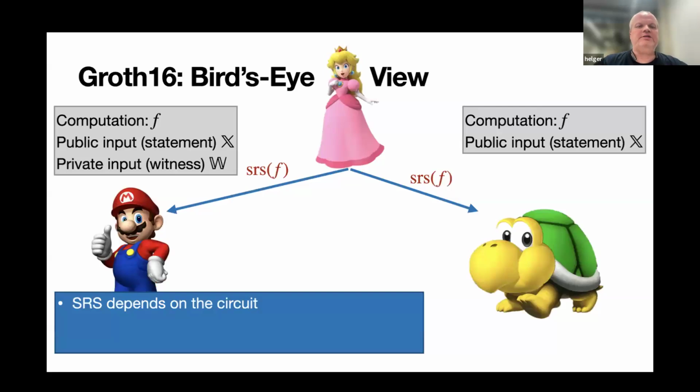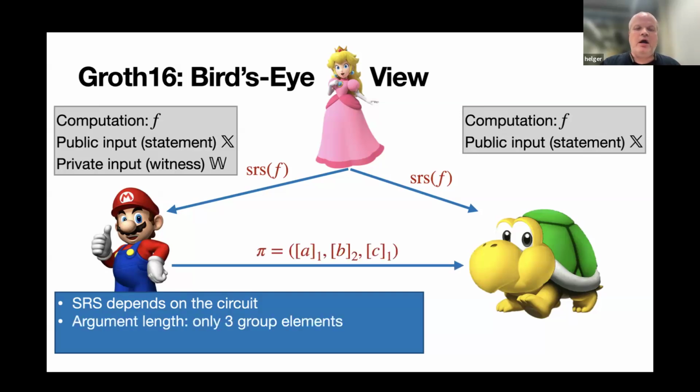So after that, let's just have a very bird's eye view of Groth16. I'm not going to describe any details, just the syntax of the protocol. So in this case, the SRS depends on the computation, so it's a non-universal SNARK. The argument consists of only 3 group elements, and notice that there are 2 elements from group 1 and 1 element π2 is from group 2. And the verifier is extremely efficient. The verifier just executes 3 pairings and a number of group operations that is linear in the size of the public input.